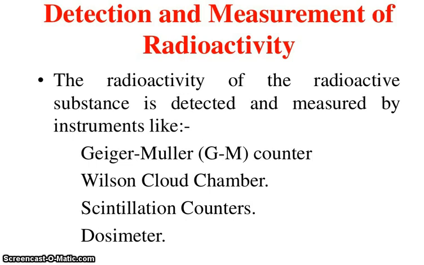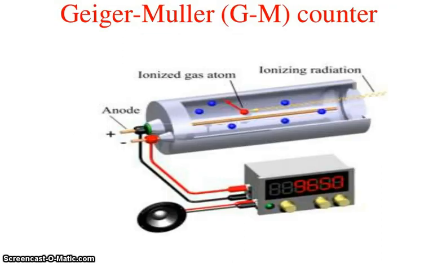So, detection and measurement of radioactivity. The radioactivity of a radioactive substance is detected and measured by instruments like the Geiger-Muller counter, Wilson cloud chamber, scintillation counters, and dosimeter. You can see the GM counter, anode, ionized gas atom, ionizing radiations.